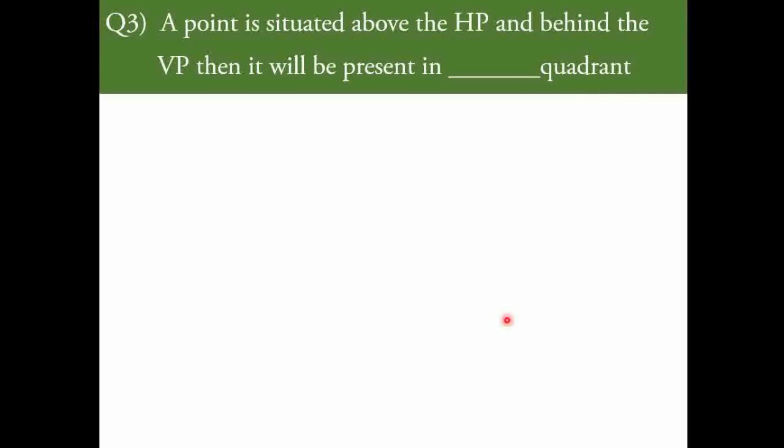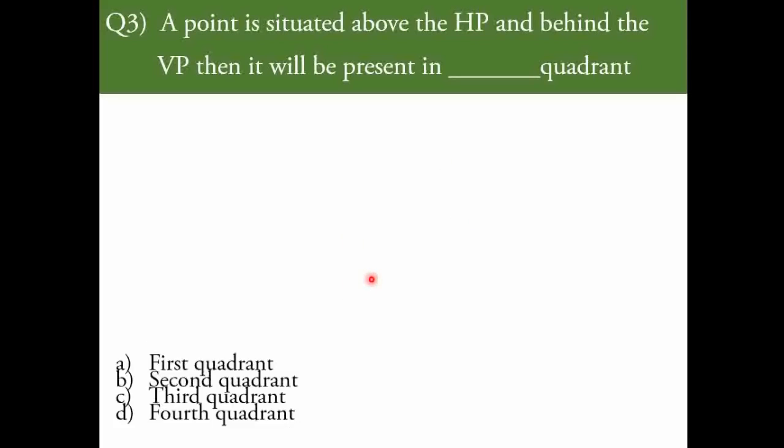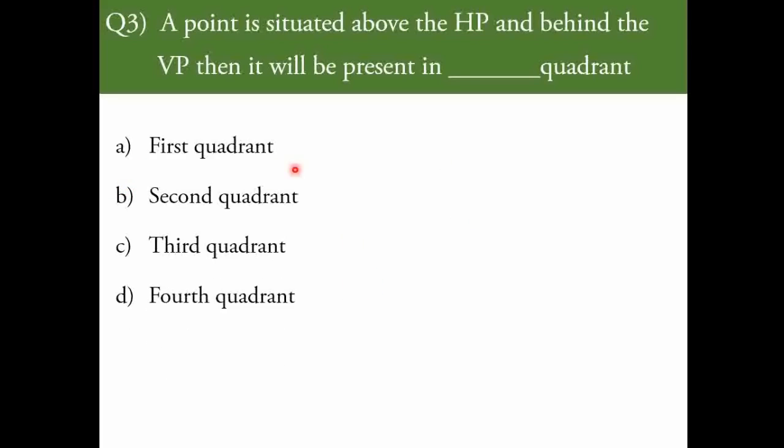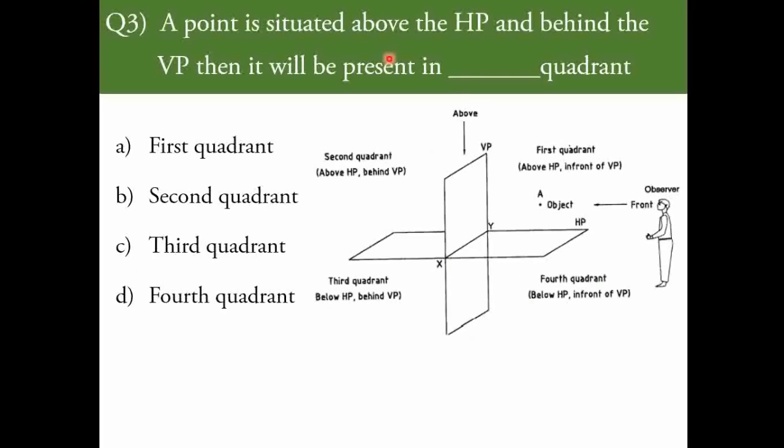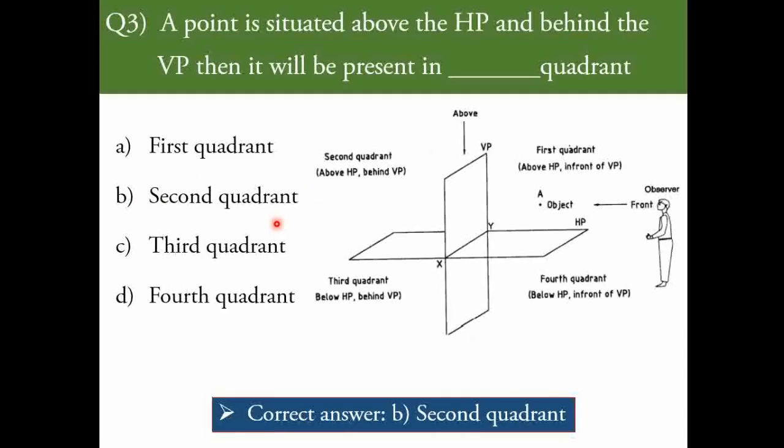Now the next question: if a point is situated above the HP and behind the VP, then that point will be present in which quadrant? Again the options are first quadrant, second quadrant, third quadrant, or fourth quadrant. Once again we will take the reference of the diagram. The condition given, above the HP and behind the VP, means above the horizontal plane and behind the vertical plane, and that is the condition for the second quadrant. So the correct answer for this question is the second option, that is the second quadrant.